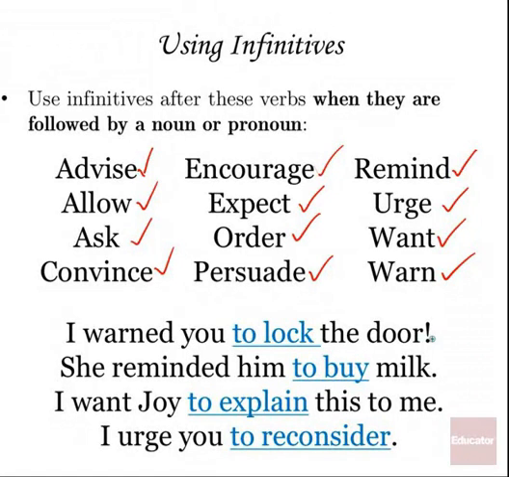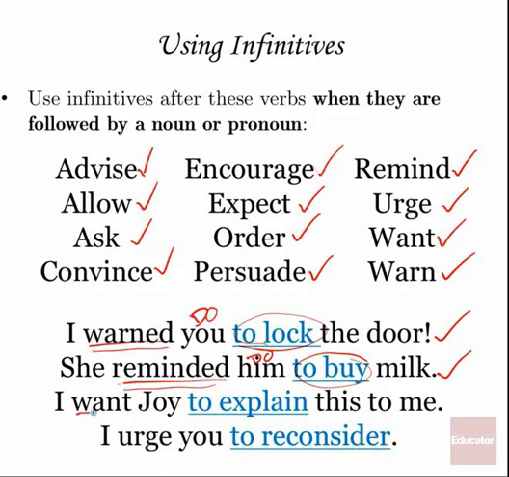Let's look at some examples. I warned you to lock the door. Once again, we're using warned. Well, you can only warn something capable of thinking, and in this case, that would be the direct object, you. You is receiving the warning. I warned you, infinitive, to lock the door. She reminded him to buy milk. I want you to explain this to me. And I urge you to reconsider.